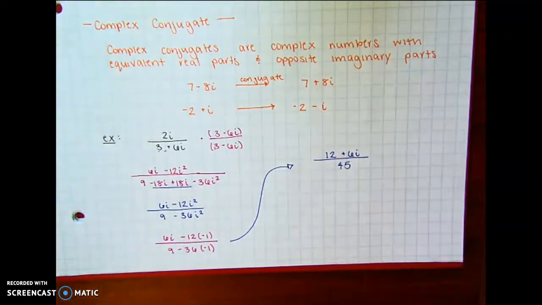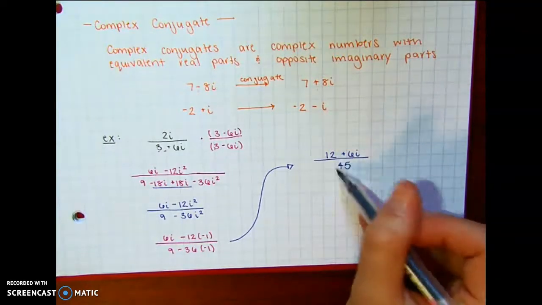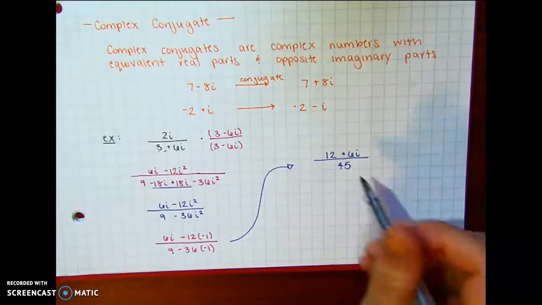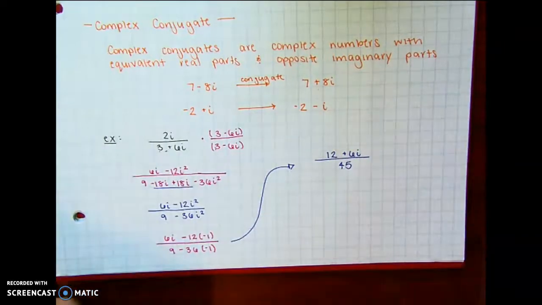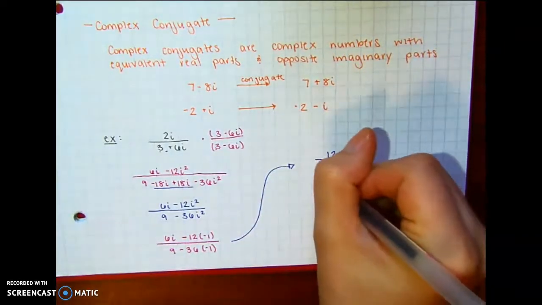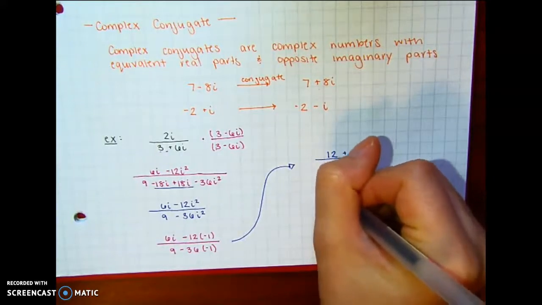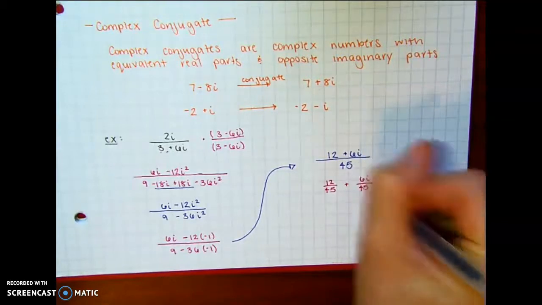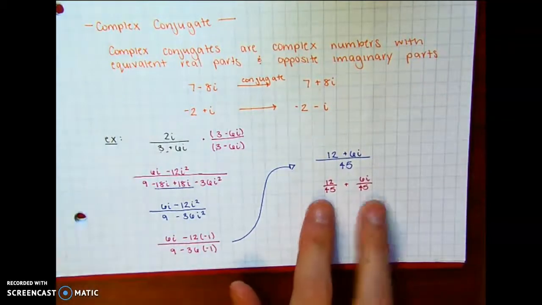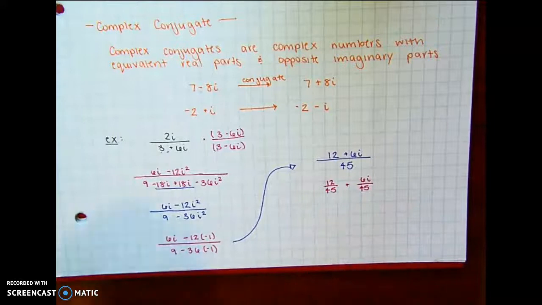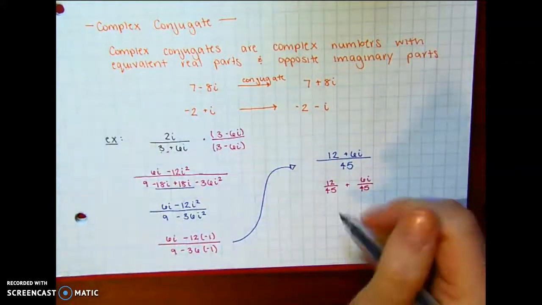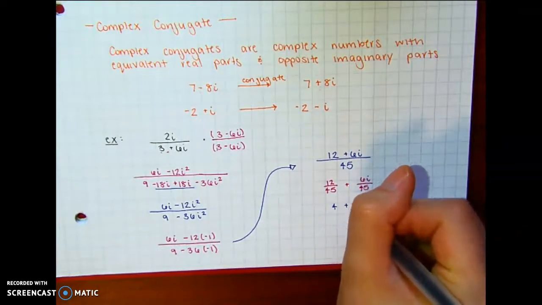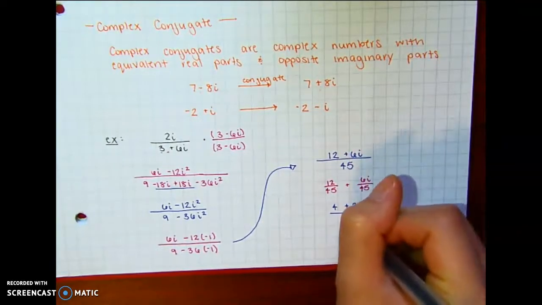And then can we reduce? Yes, we can. So these are all divisible by 3, right? So do remember that when you're simplifying, you're simplifying it like as if it was written this way. So just keep that in mind. If these are two different denominators, you'd have to separate them, but it actually works out. So it's what, 4 plus 2i divided by 15.